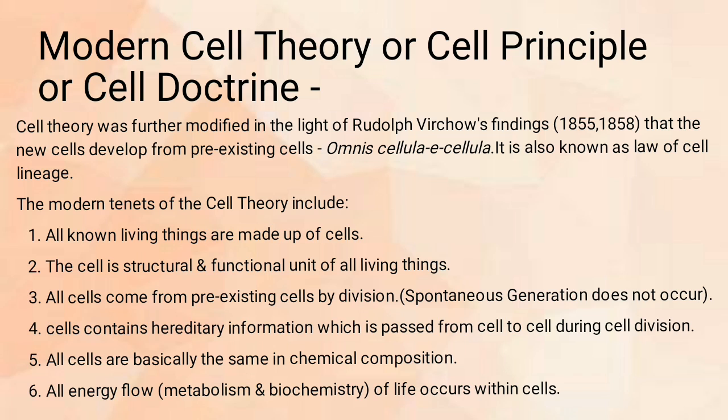The modern tenets of the cell theory include: all known living things are made up of cells. The cell is the structural and functional unit of all living things. All cells come from pre-existing cells by division. Cells contain hereditary information which is passed from cell to cell during cell division. All cells are basically the same in chemical composition. All energy flow of life occurs within the cell.